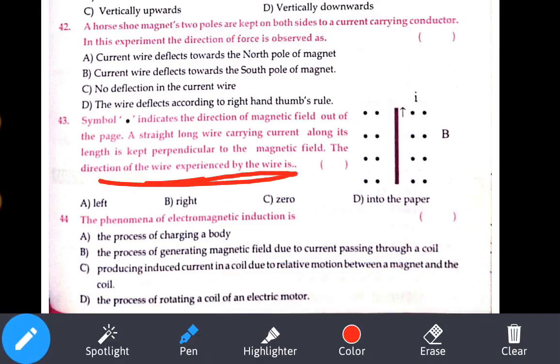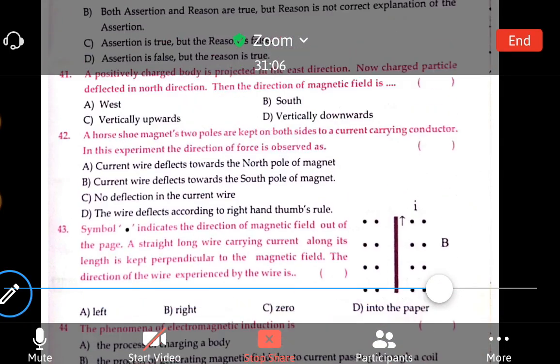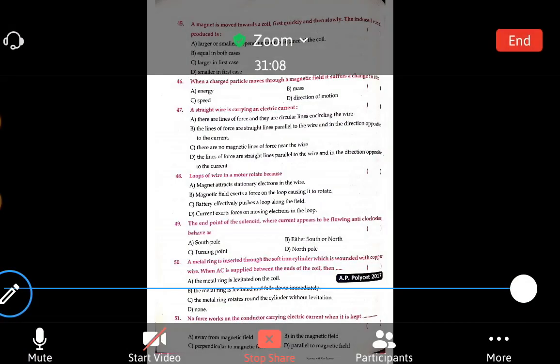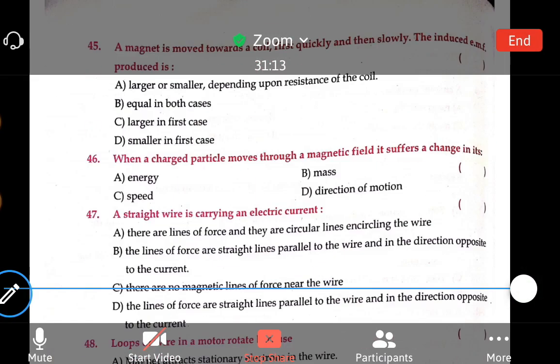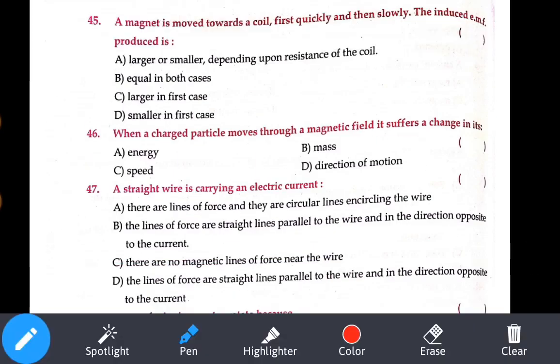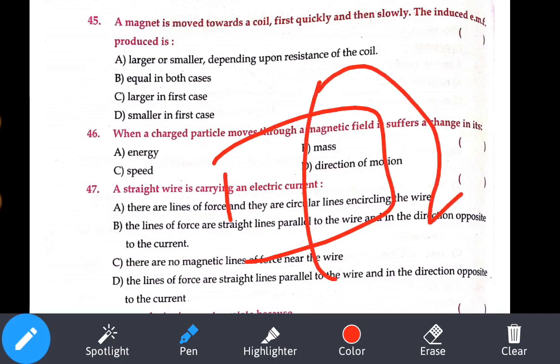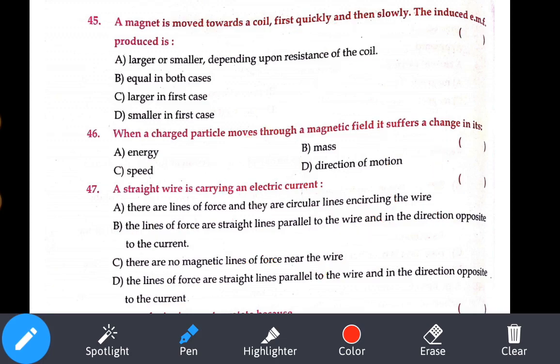Something is wrong in this question. Let's see the next question. 45th question, last page I think. A magnet is moved towards the coil, first quickly and then slowly. When the magnet is moved very quickly, a larger amount of current will be induced. When moving slowly, a smaller amount of current will be induced. So the answer is larger in the first case. Yes, quickly means larger.